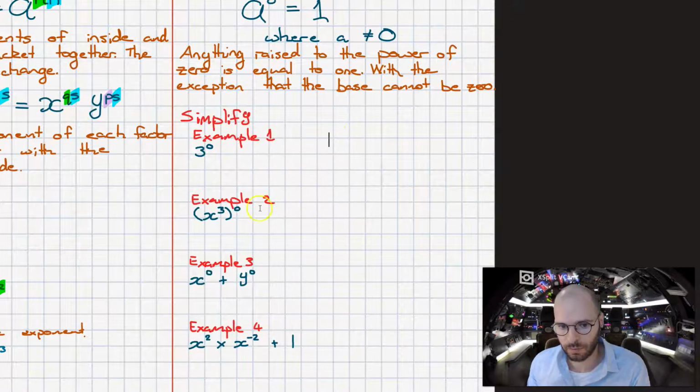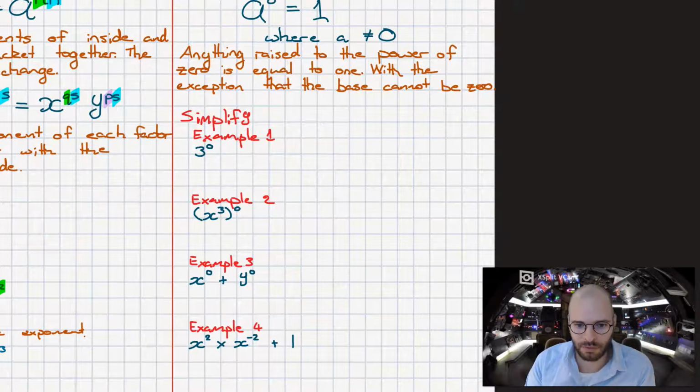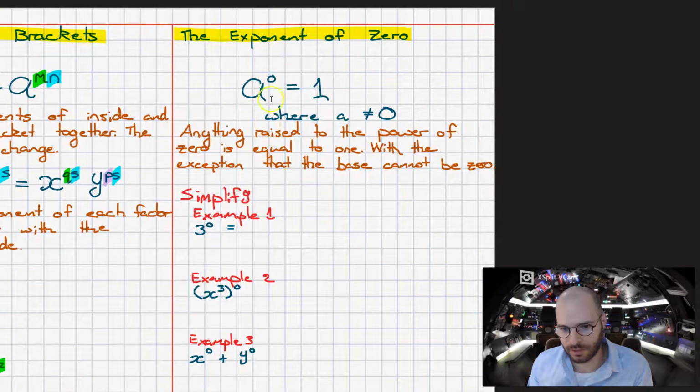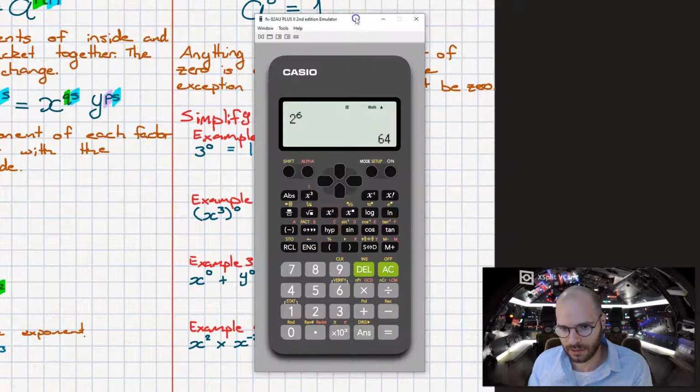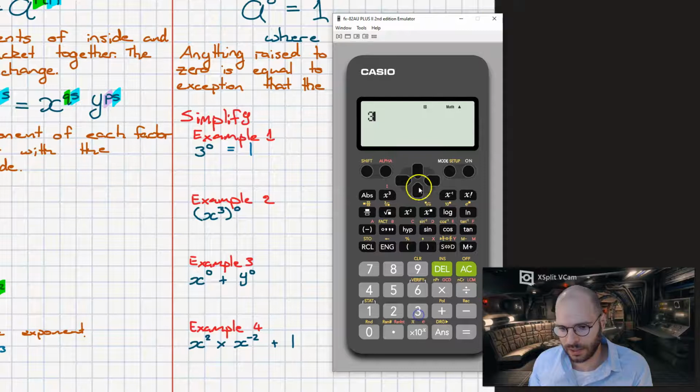Alright, with this rule in mind, let's have a look at a few examples. In example 1, we have 3 raised to the power of 0. Now, applying this rule of anything raised to the 0, with exception of the base being 0, we get a value of 1. We can simply state that 3 to the 0 is 1. Now, to verify this, we'll bring up our calculators and we'll check. We'll go 3 to the power of 0, and lo and behold, it's equal to 1.